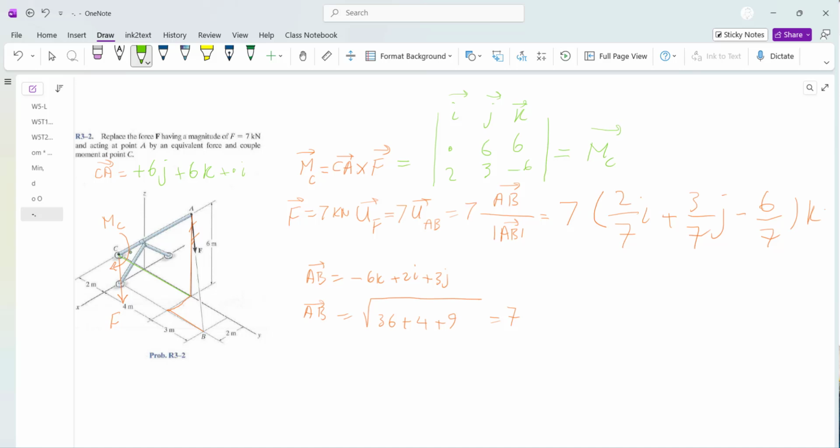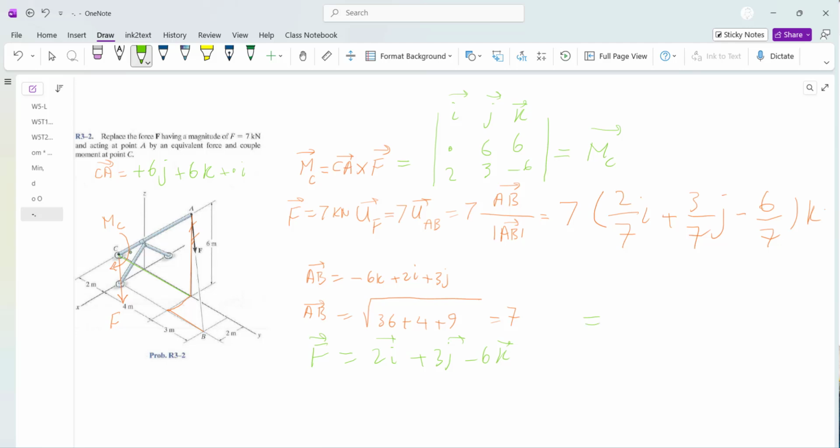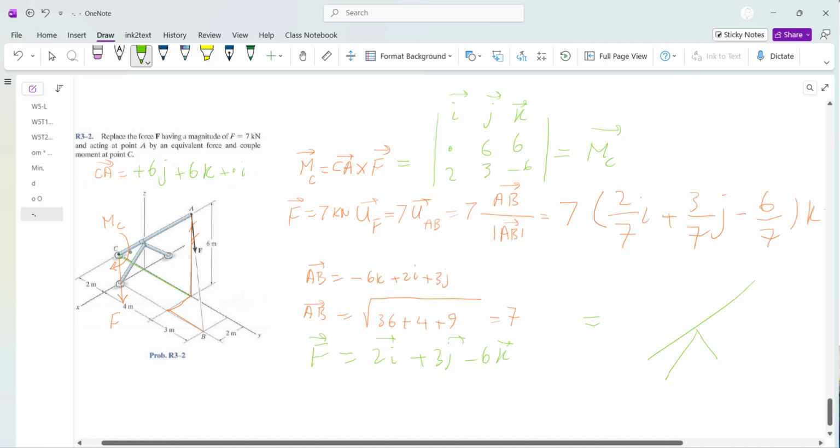So if you calculate that, this would be your vector of bending moment, and we already identified F as 2i plus 3j minus 6k. So now that system, one force acting at the end of rod CA, is identical to the very same system where everything has been lumped at point C. So point C has F and point C has M.